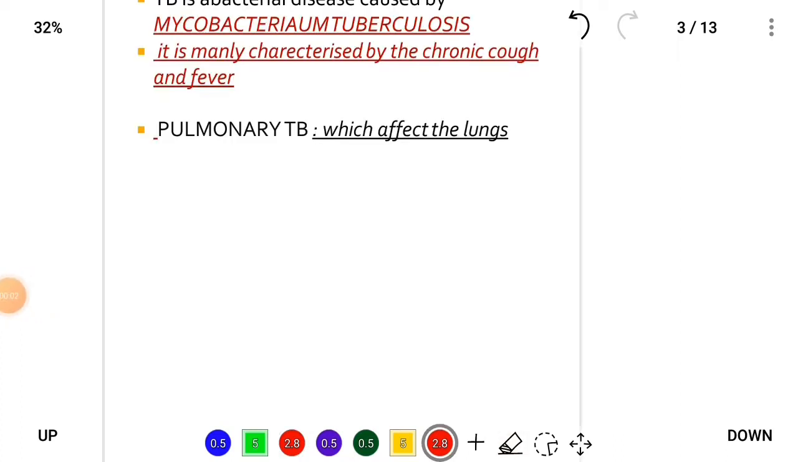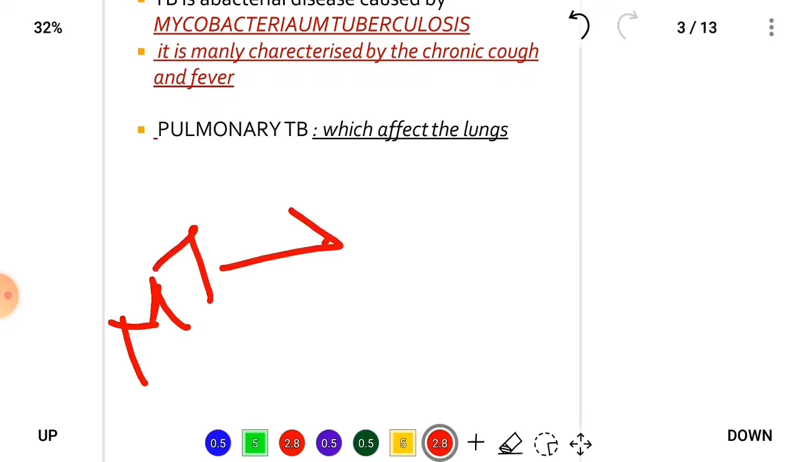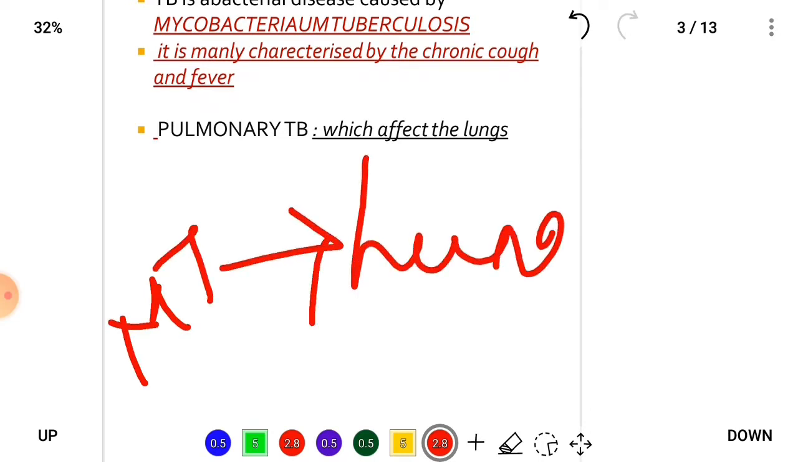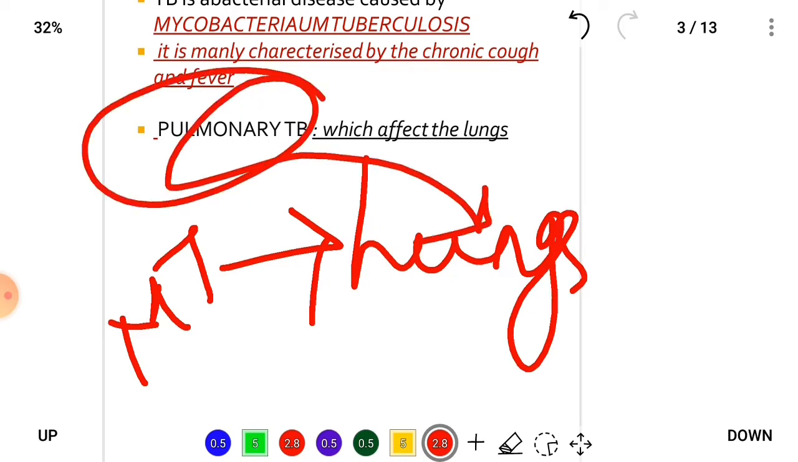Now we are going to see in detail about pulmonary tuberculosis. This bacteria, Mycobacterium tuberculosis, when it affects the lungs, is called pulmonary tuberculosis. The word pulmonary refers to the lungs. It affects the tissues and the cells of the lungs.